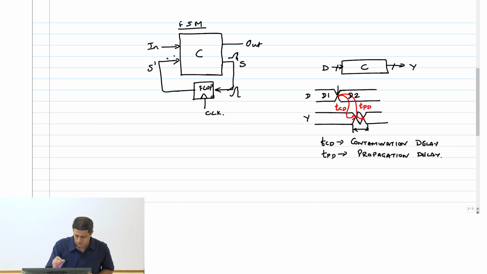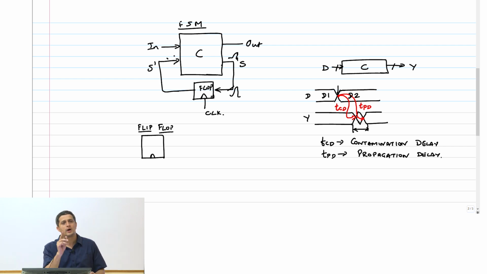Now we have to see what happens to this, which is called a flip-flop. The word flip-flop or latch or register can vary from book to book. Rabaey has a different definition. We are following what Weste and Harris is using. A flip-flop is a sequential element as defined by what I am going to show you now.